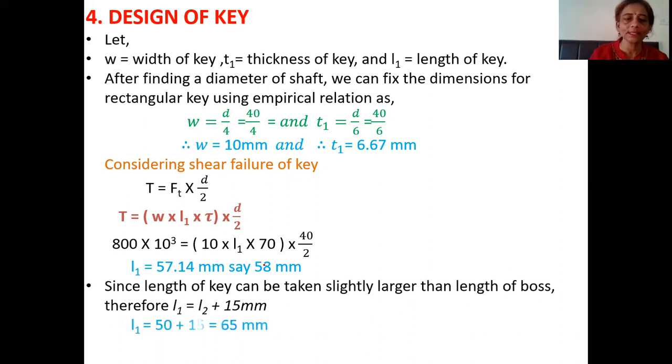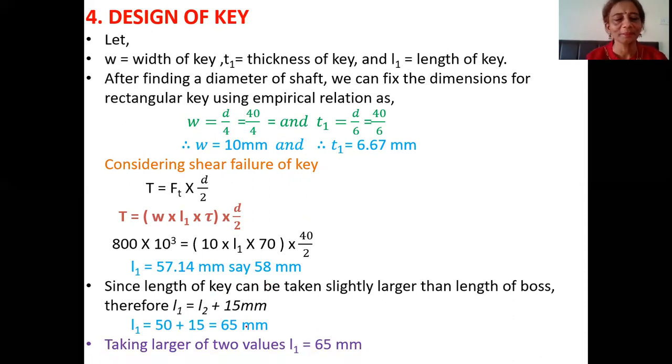Our L2 is 50 mm. We'll be adding 15 mm. It comes to 65 mm. We will use the larger of the two lengths. So length of the key is 65 mm.